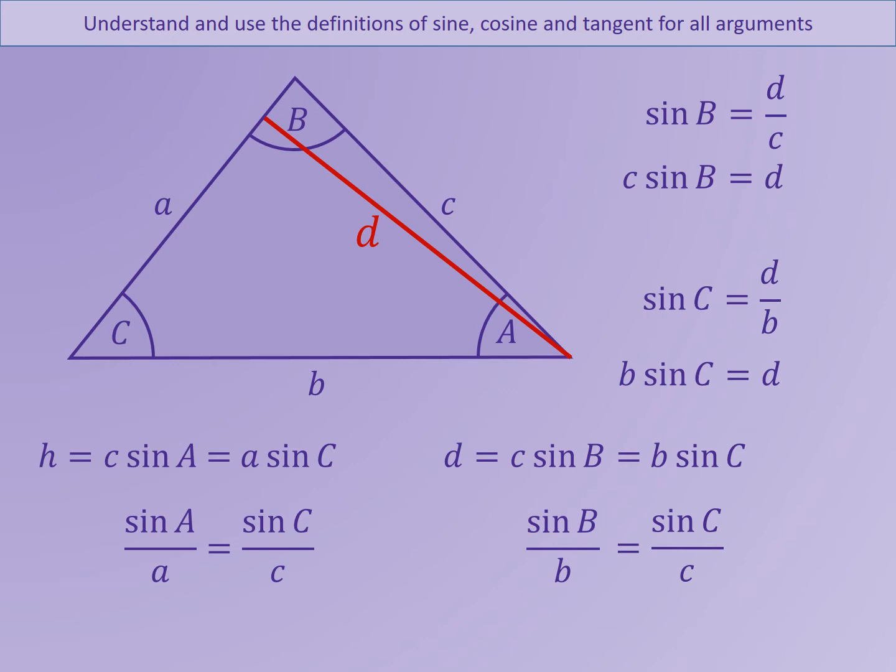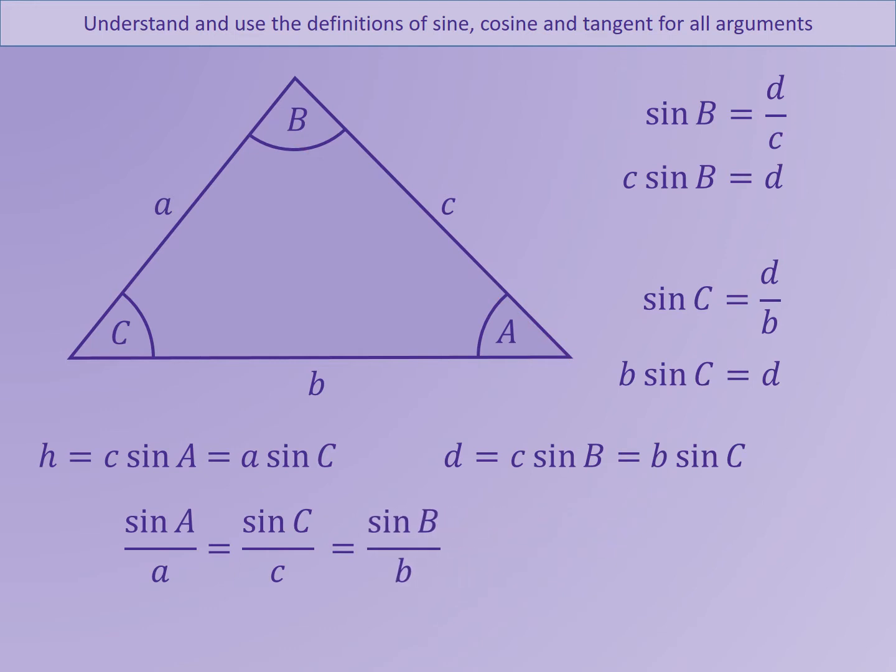Finally, if I look at the first equation that I generated, and at the second equation that I generated, I notice that they are both equal to sine C over c. For that reason, I can now put the two equations together and create my sine rule formula, which you have used on your higher level GCSE course.